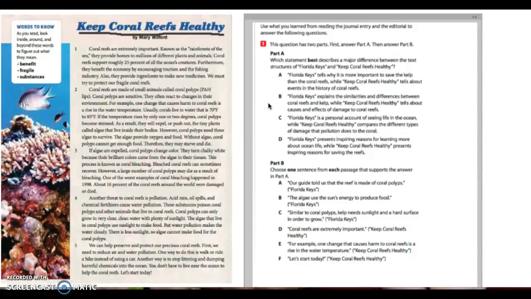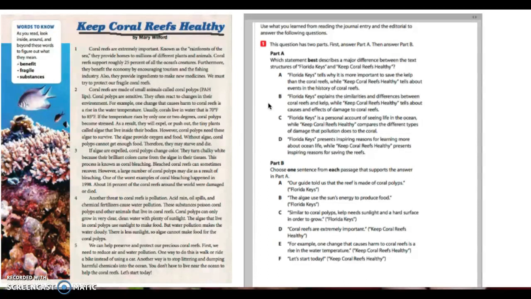As a result, they will expel or push out the little tiny plants called algae that live inside their bodies. However, coral polyps need these algae to survive. The algae provides oxygen and food. Without algae, a coral polyp cannot get enough food. Therefore, they may starve and die. If algae are expelled, coral polyps change color. They turn chalky white because their brilliant colors came from algae in their tissues. This process is known as coral bleaching.